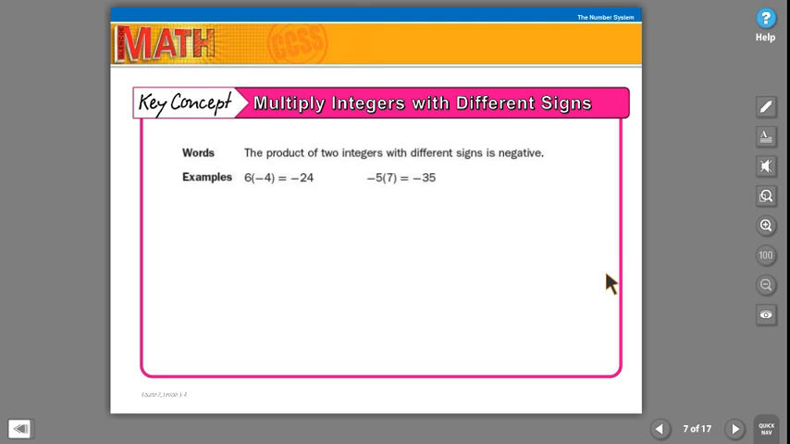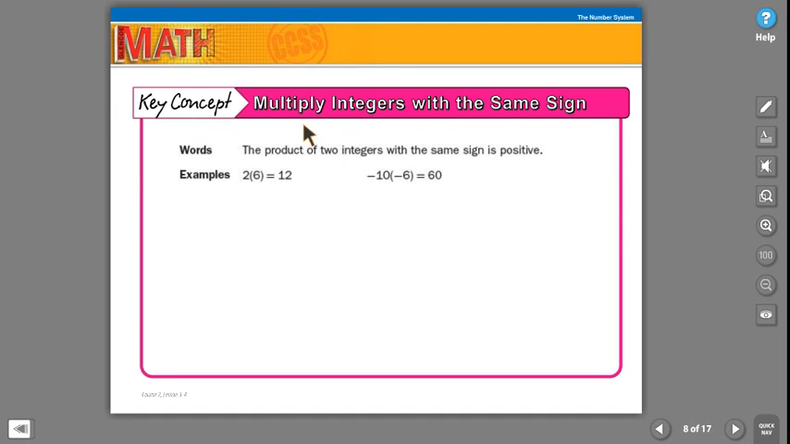Key concept: multiply integers with different signs. The product of two integers with different signs is negative. So for example, positive 6 times negative 4 is going to equal negative 24. Negative 5 times positive 7 equals negative 35.